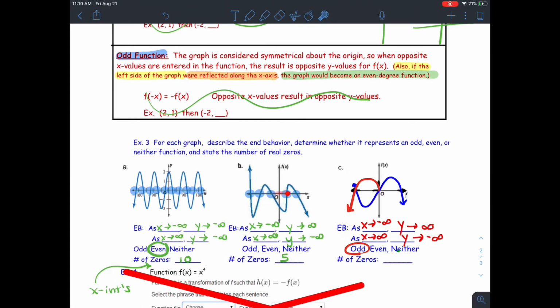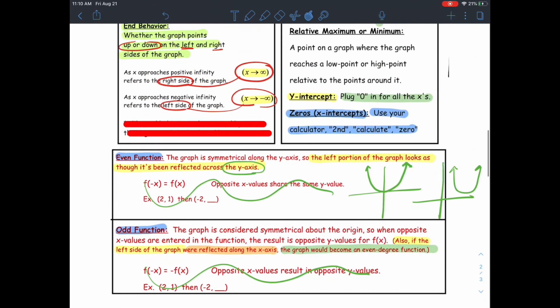Now, it's also possible that your graph is neither. This one definitely does not look like it's reflected across the y-axis. It also doesn't look like if I took this left side and flipped it over the x-axis, that it would then look symmetrical across the y-axis. So I'm just going to circle neither for that.